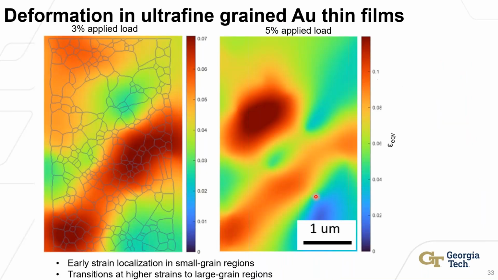Just to recap, we see that in the as deposited film, grain boundary migration is very prevalent, and it's coming through large grains growing at the expense of surrounding nanocrystalline grains. In the annealed film, we don't see much grain boundary migration. We see more of the classical dislocation activity.